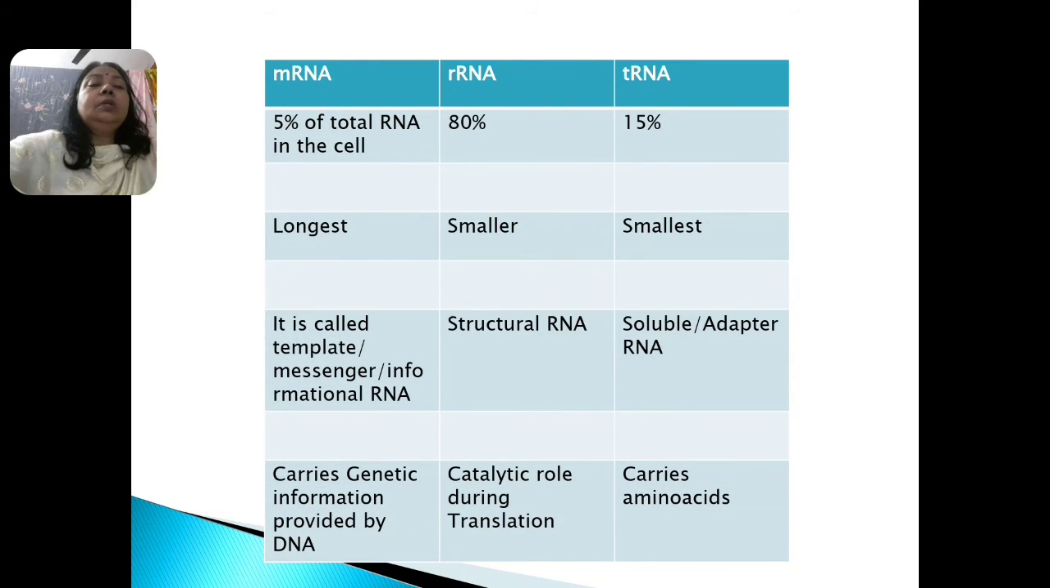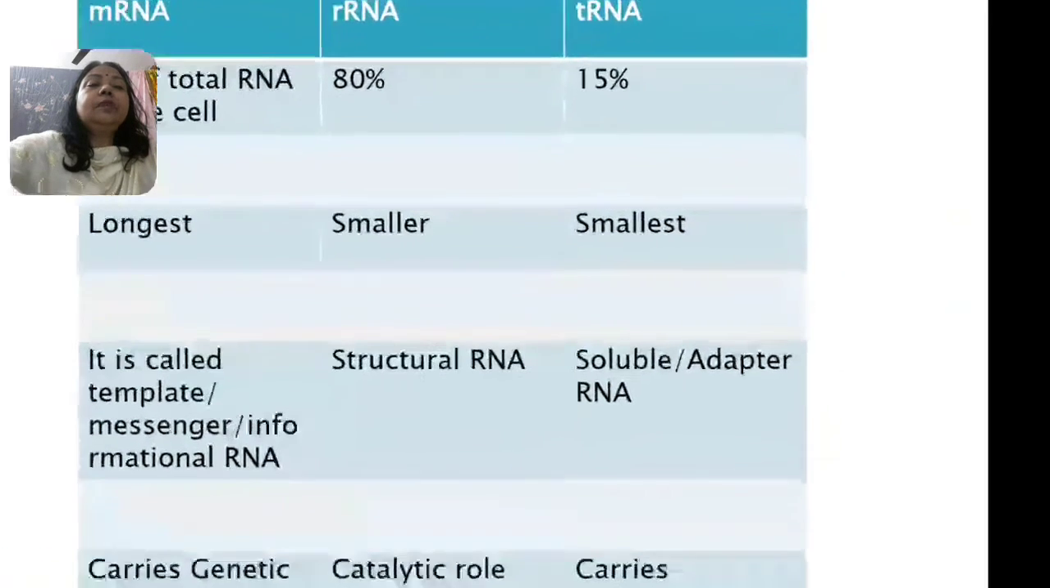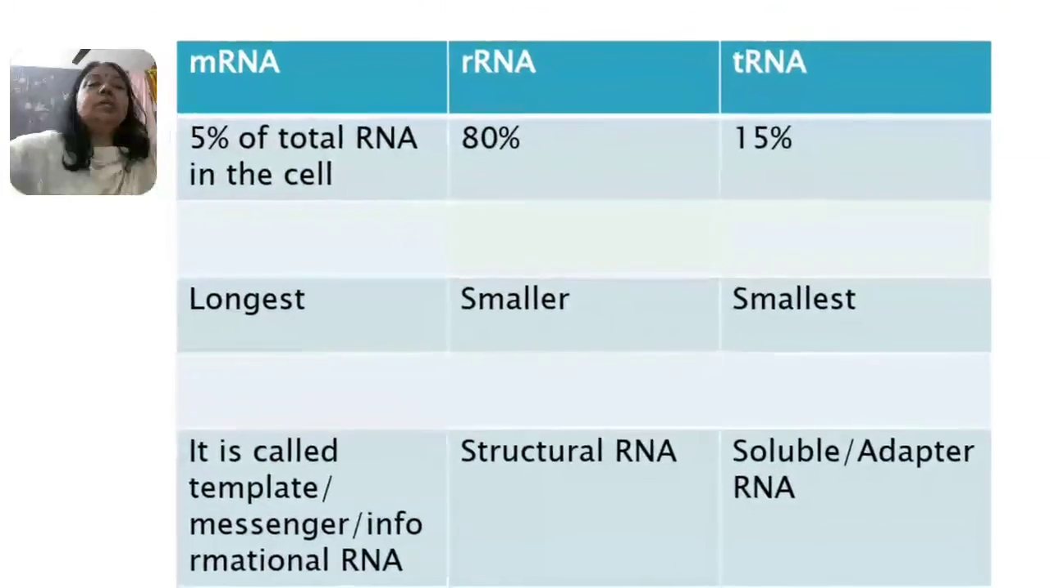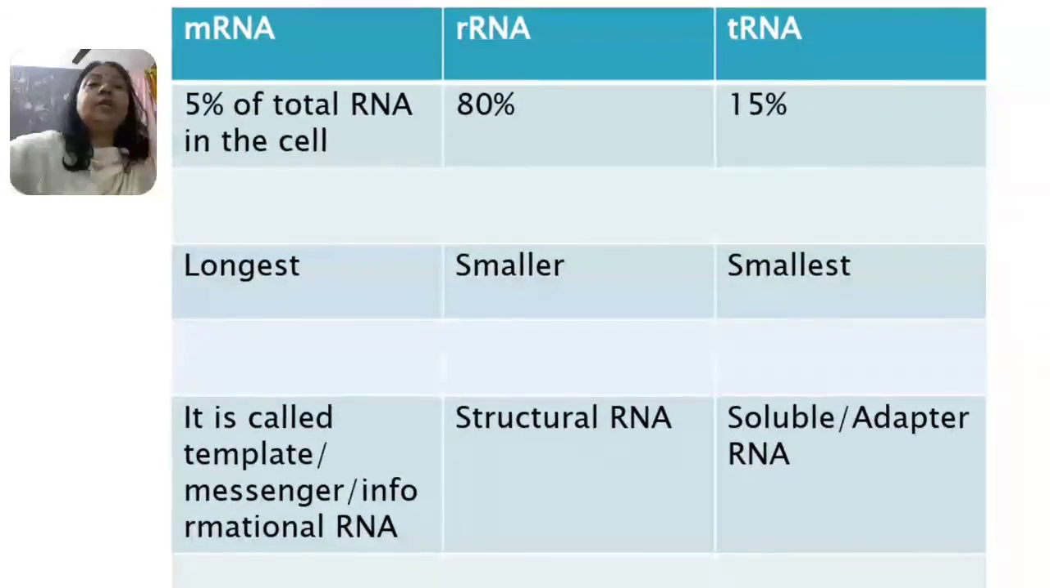Here you can see quite a difference between the messenger RNA, ribosomal RNA and transfer RNA. First of all, messenger RNA is about 5% of total RNA present in the cell, whereas the ribosomal RNA is 80% and transfer RNA is 15%. Messenger RNA is the longest RNA among all three. Ribosomal RNA is smaller and the smallest one is the transfer RNA.